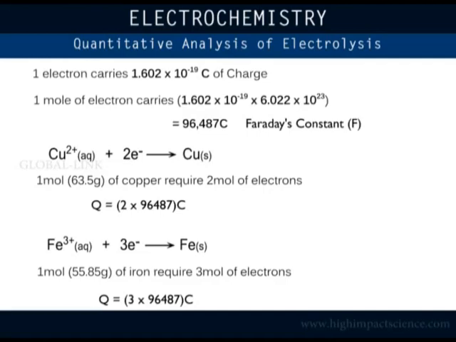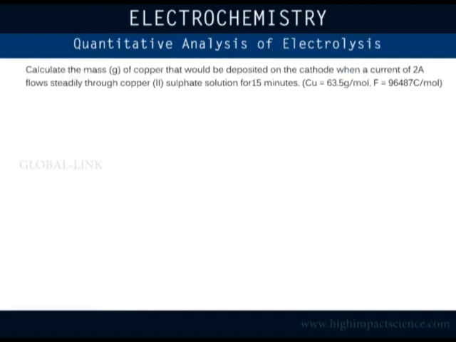Let's take an example. Calculate the mass of copper in grams that would be deposited on the cathode when a current of 2 amperes steadily flows through copper 2 sulfate solution for 15 minutes. In our solution, first we write the equation. From this equation, 1 mole of copper is deposited using 2 moles of electrons.